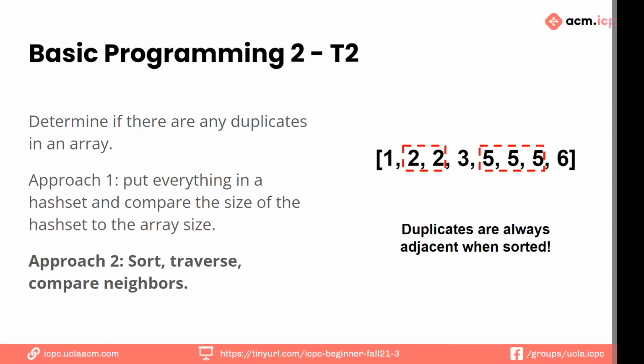But there's another approach that also works. And it is to sort the array and then traverse through the array and compare the neighbors inside the array. Notice that on the right-hand side, I have an example of a sorted array. All the duplicates are placed adjacently, right? If two numbers are the same, they must be beside each other in the array. So using this trick, you can easily find whether or not there are duplicates in the array by just checking the two adjacent numbers in the array.